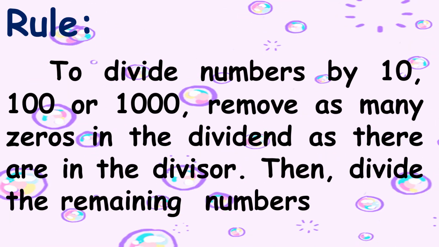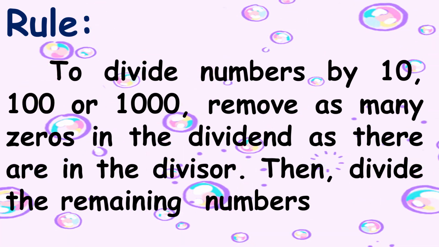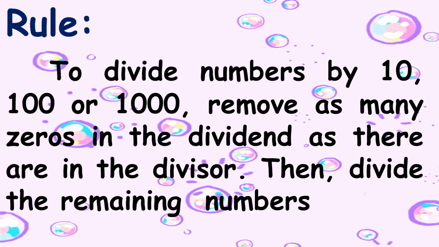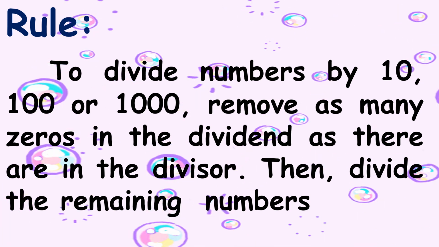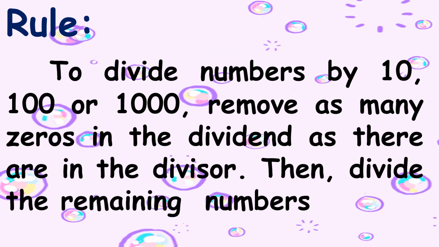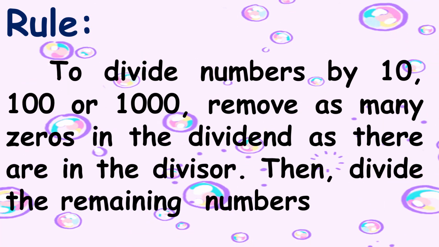So for rule number 1, to divide the numbers by 10, by 100, or 1000, remove as many zeros in the dividend as there are in the divisor. Then, divide the remaining numbers.